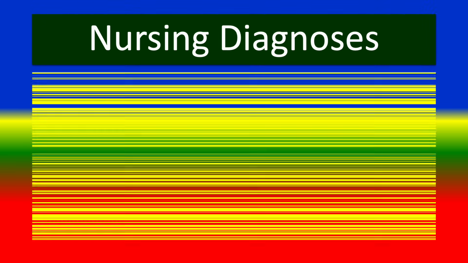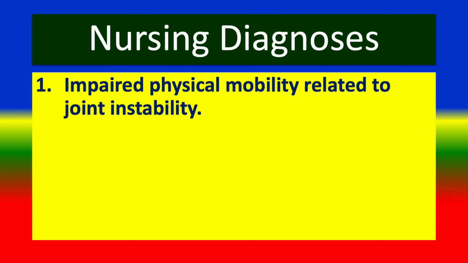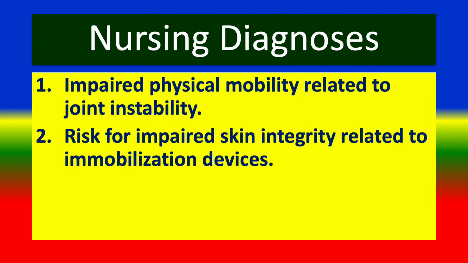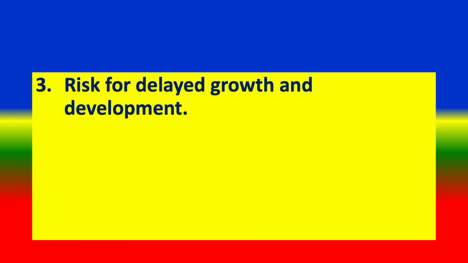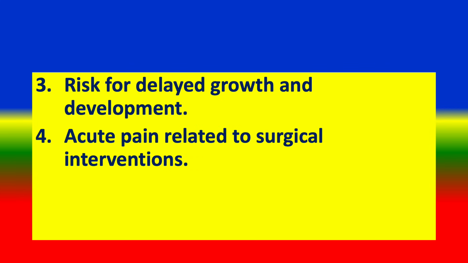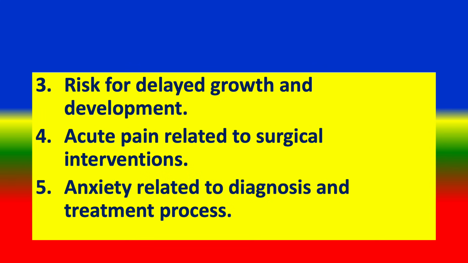Nursing diagnosis. 1. Impaired physical mobility related to joint instability. 2. Risk for impaired skin integrity related to immobilization devices. 3. Risk for delayed growth and development. 4. Acute pain related to surgical interventions. 5. Anxiety related to diagnosis and treatment process.